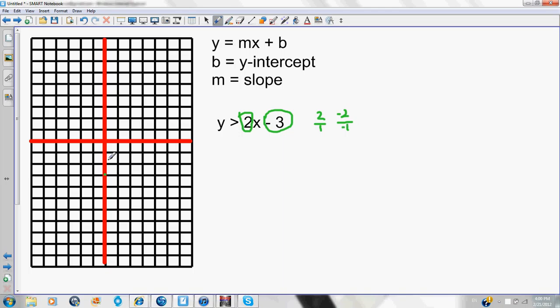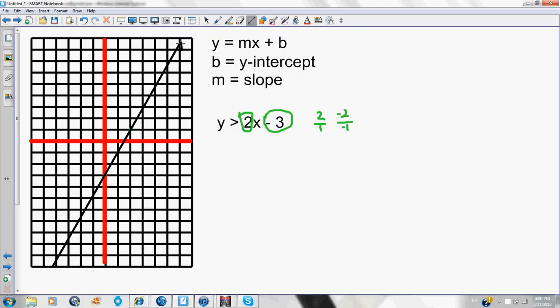So let's try this. We start at -3. Let's use this one. It means we go up 2 and right 1. Up 2 and right 1. Up 2 and right 1. So now we can draw our line. Okay, it goes through there. Let's extend it in the opposite direction and put our arrows on the ends.